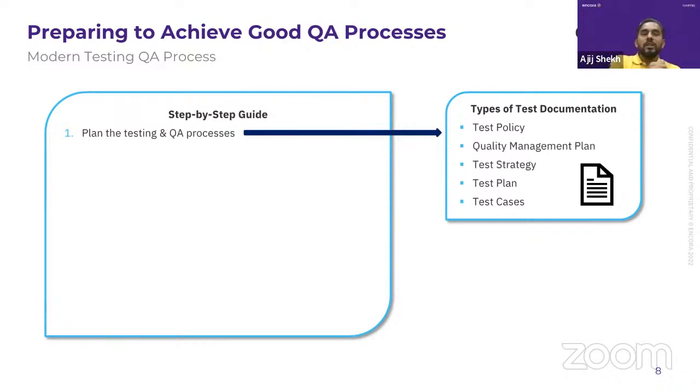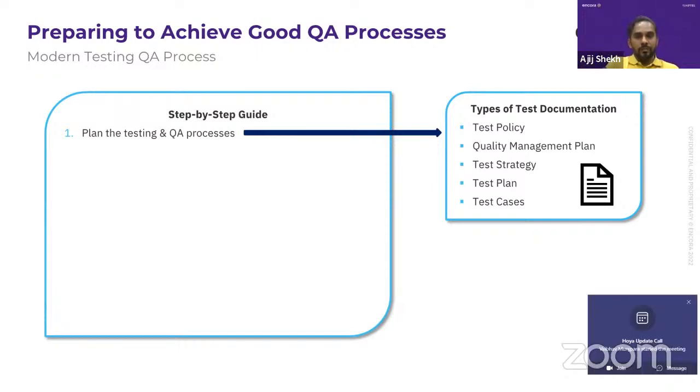So this is the first plan of the testing and QA process. We will prepare each test documentation. Apart from this, other documentation is available, but I didn't add it because of less time. Acceptance criteria is a very important documentation. There is more and more documentation available, which we prepare at the start of the modern QA process. Next.